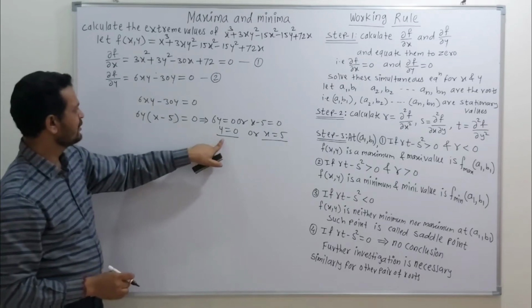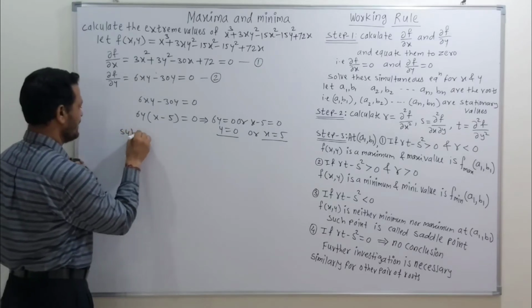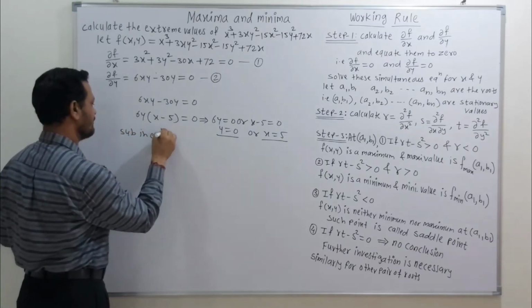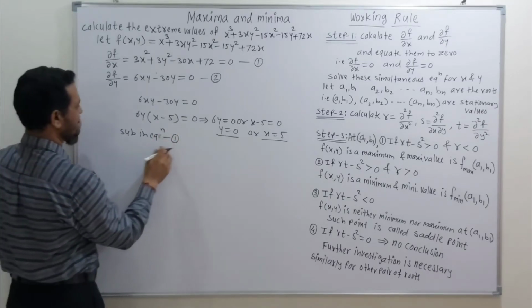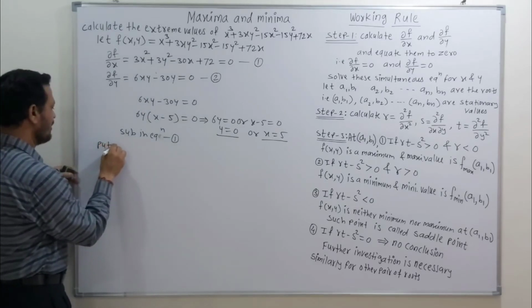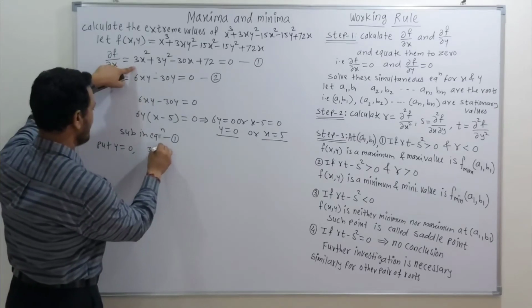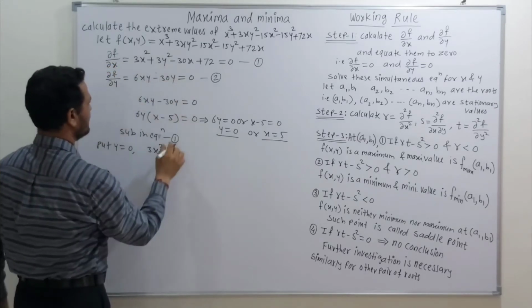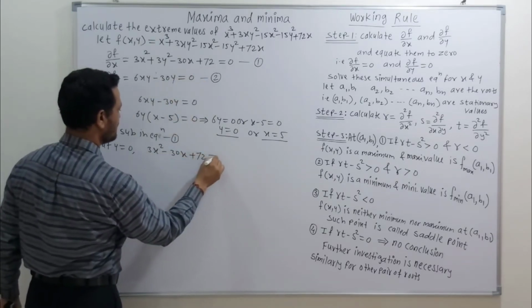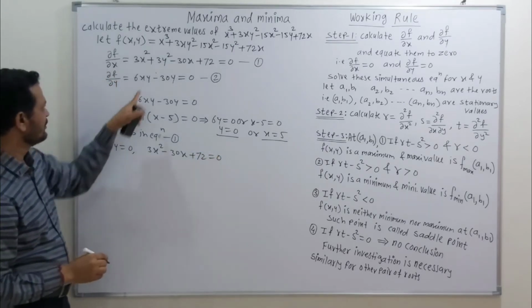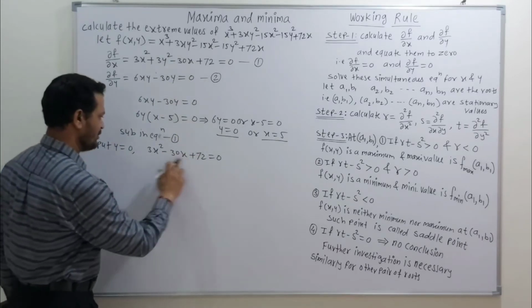So put the value of y equal to 0 and x equal to 5 in equation 1. So substitute this in equation 1. So first we put the value y is equal to 0. Then this equation becomes 3x square, then this term is 0. So then we can write this as 3x square minus 30x plus 72 equal to 0. So after putting y equal to 0, this middle term will become 0, then remaining terms remain as they are. Now friends, our aim is to solve this equation.